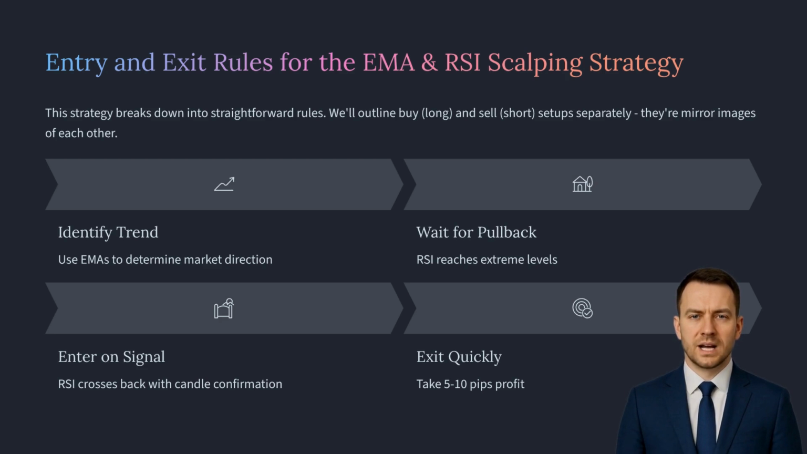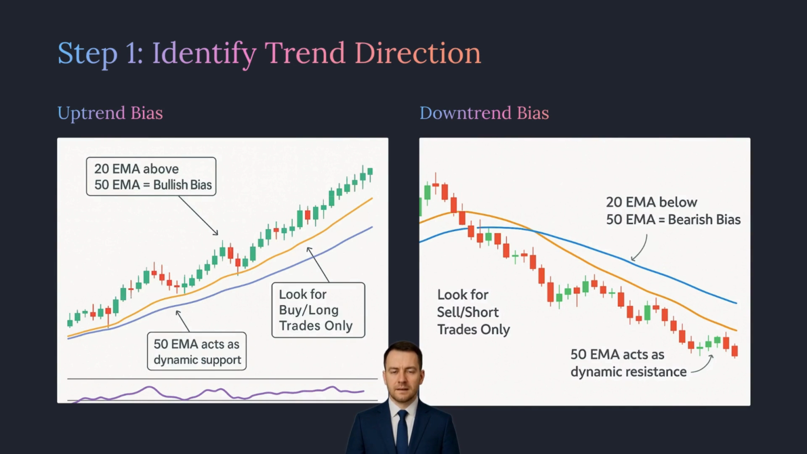Now that our chart is ready and we know when and what to trade, let's dive into the specific entry and exit rules of the strategy. Before looking for any entry, determine the current short-term trend using the 20 and 50 EMA. Uptrend bias: the 20 EMA is above the 50 EMA, and price candles are generally trading above both exponential moving averages. This alignment signals a bullish bias. We will only look for buy/long trades in this condition.